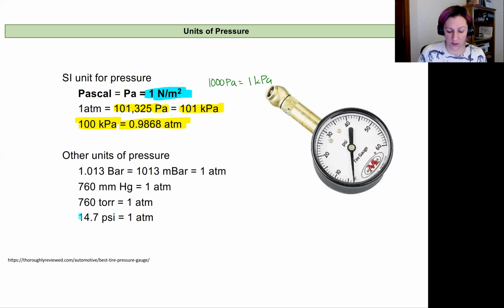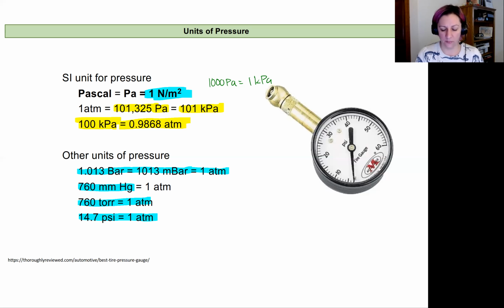For a conversion, 14.7 psi is equal to 1 atmosphere. Atmosphere, again, is the chemistry lab's preferred unit for pressure. Other ones that we see are millimeters of mercury, which we use a lot in the chemistry lab as well, and that comes from the direct measurement of how much mercury travels from the pressure of the gas or the atmospheric gases pressing down on it. Torr is another one, and 760 torr is equal to 1 atmosphere. We also have bars and millibars, which are usually used in weather reporting. So 1.013 bar or 1013 millibar equals 1 atmosphere.